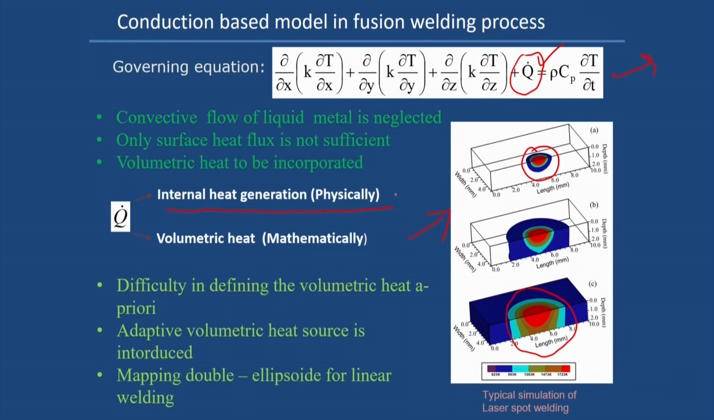So, Q dot physically represents internal heat generation, but in welding simulation we use this term to incorporate the volumetric heat. If we solve this equation with the proper boundary conditions, we will finally get the temperature distribution shown in this figure. It shows the temperature distribution in the case of spot welding, that is, a stationary heat source. But what are the issues we have already discussed regarding the representation of the heat source? The first issue is the difficulty in defining the volumetric heat a priori.